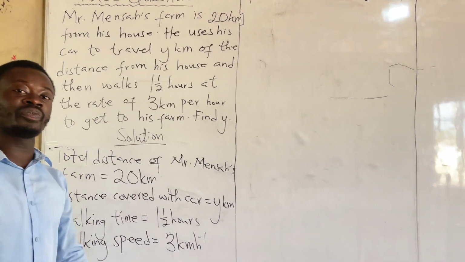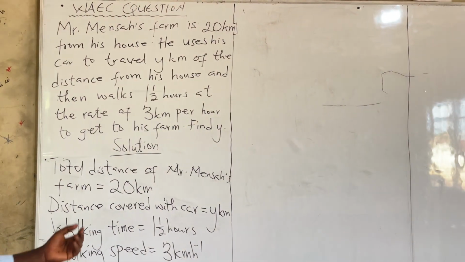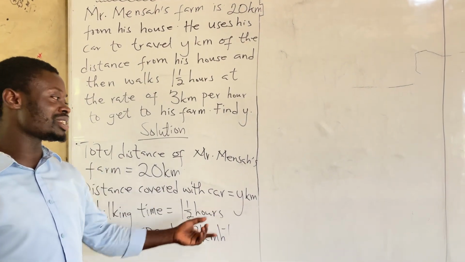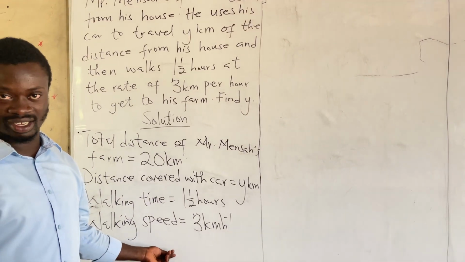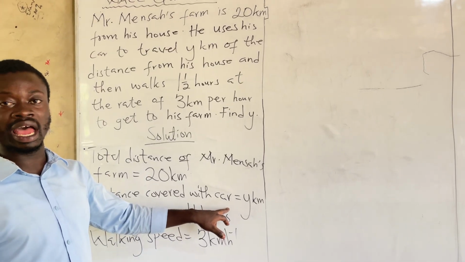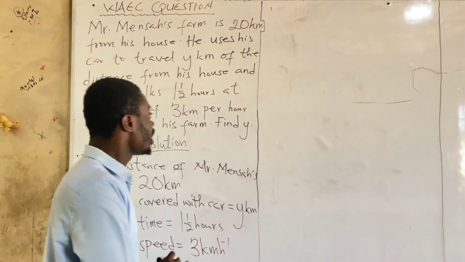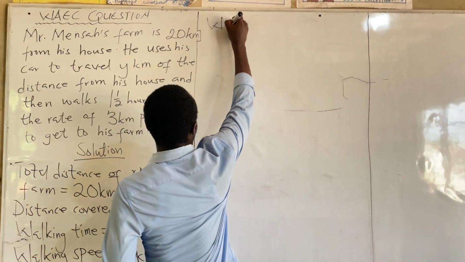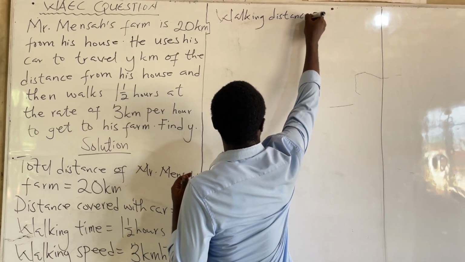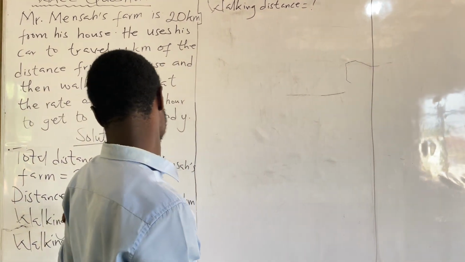Find y. So the question said we should find y, which is the distance covered with car. The question gave us the distance covered with car, which is y kilometers, but the question didn't give us the walking distance. So let's find the walking distance, then we add it to the distance covered with car, equate it to the total distance of the farm, which is 20 kilometers, and find y. So walking distance will be a question mark because we do not know it.